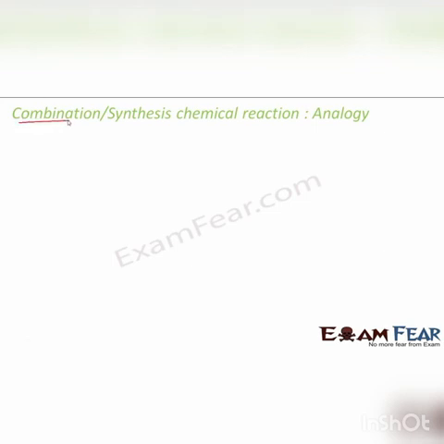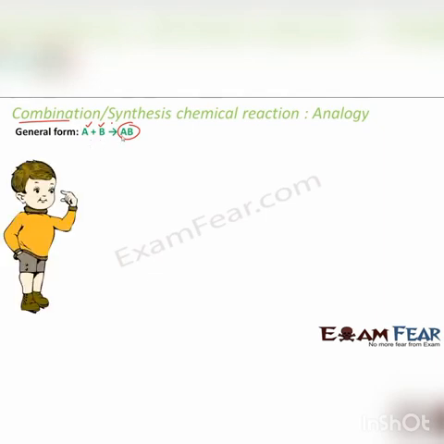The first is the combination reaction. Before I go to the combination reaction, let me give the analogy. The general form of a combination reaction is that you have 2 chemicals, A and B. They combine to form chemical AB, and there may be something required, for example heat or some external condition. But the general logic is you have 2 chemicals that combine or synthesize to form AB.